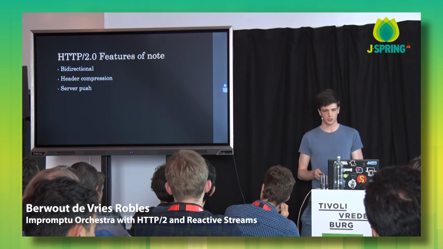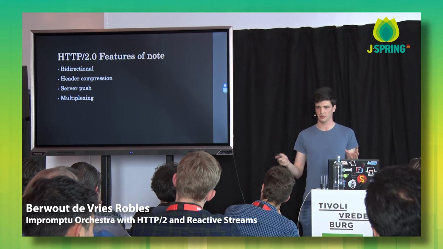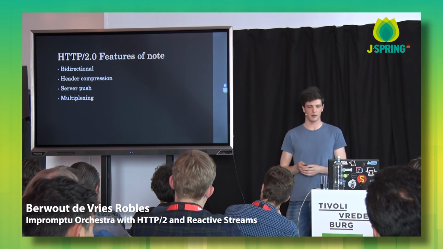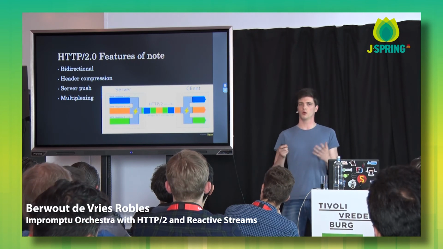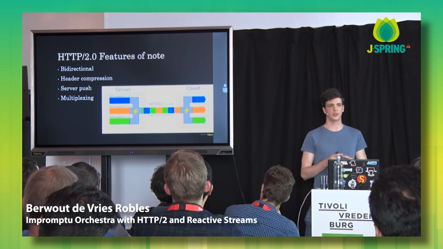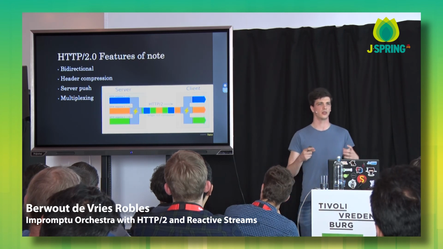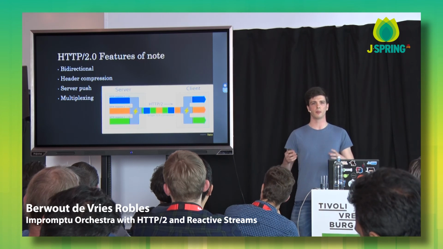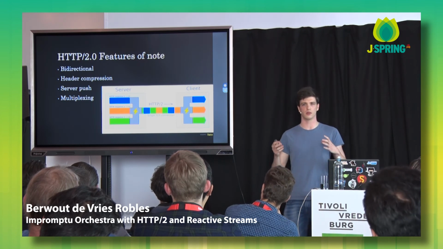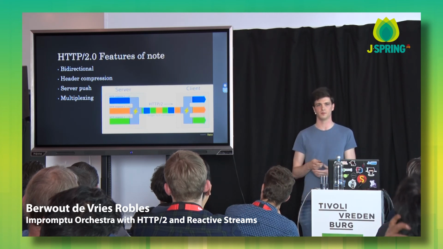So there was server push and multiplexing. And this was the big one for me at least. It allowed your HTTP requests to go over the same TCP connection. So now instead of opening a new TCP connection for each HTTP request you did, you open one connection and all your data streams go over this connection and they're multiplexed just like in TCP.